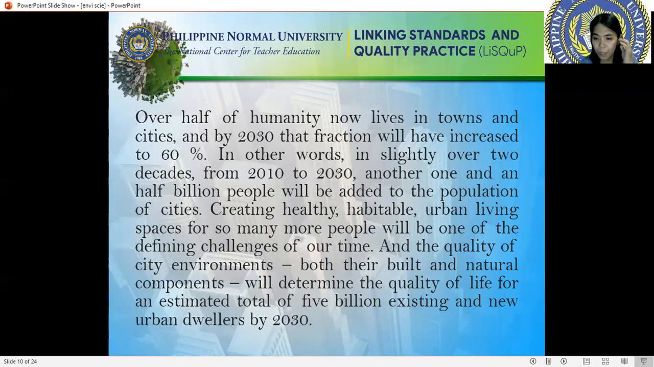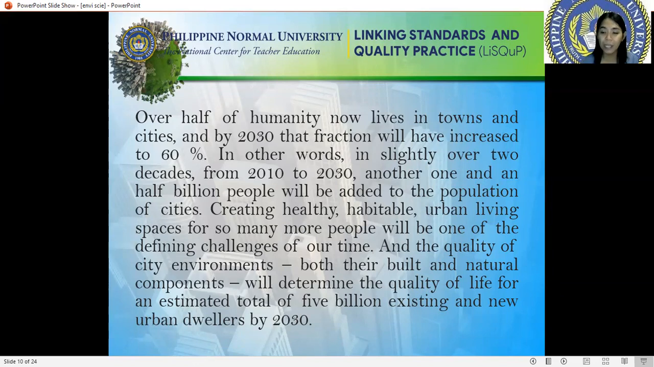So this one is from CBO, that is data on cities and biodiversity opportunity. According to this article, they said that over half of humanity now lives in towns and cities, and by 2030, that fraction will have increased to 60%, meaning to say almost two-thirds. So in other words, in slightly over 2 decades, from 2010 to 2030, another 1.5 billion people will be added to the population of the cities. Creating healthy, habitable, and urban living space will be a problem.